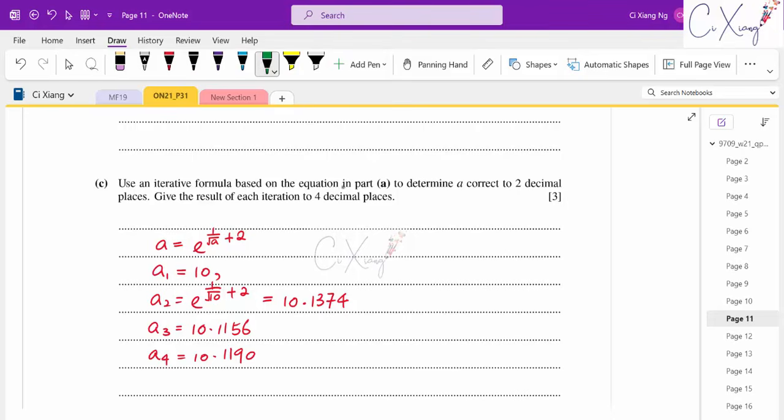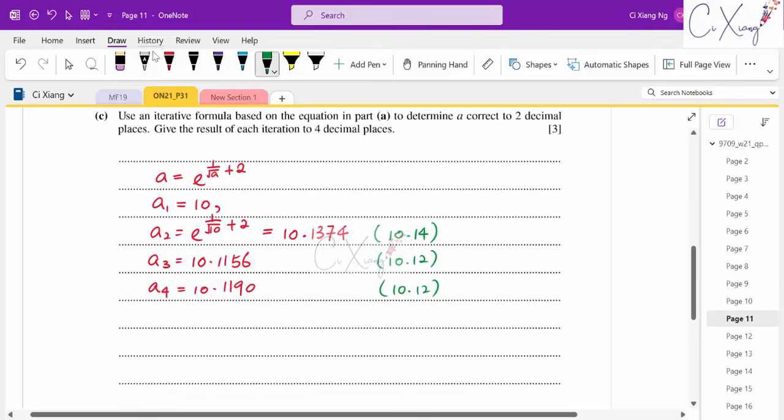You should stop when you're having a two decimal places answer repeated. So we can have a look. For this one, the two decimal places number should be 10.14. Then for this one, it will be 10.12. This one also 10.12. So you can see 10.12 is repeated twice already. So you can actually stop here and write your answer as 10.12, correct to two decimal places.